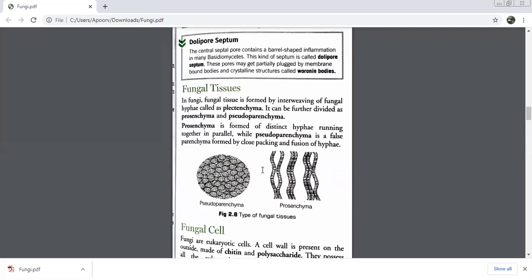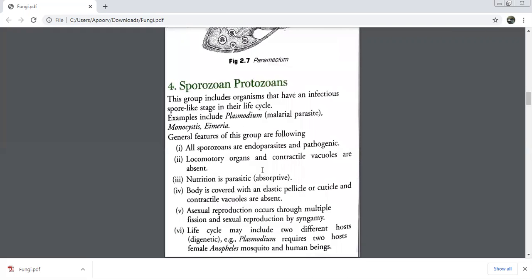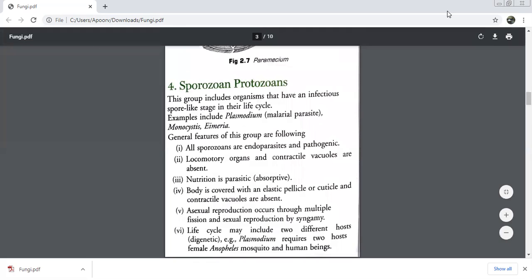So basically, beta, today you did fungal tissues, fungal cells, structure of fungus, type of protozoans. We'll continue on Monday. Okay, that's it. Then you can take a break now.